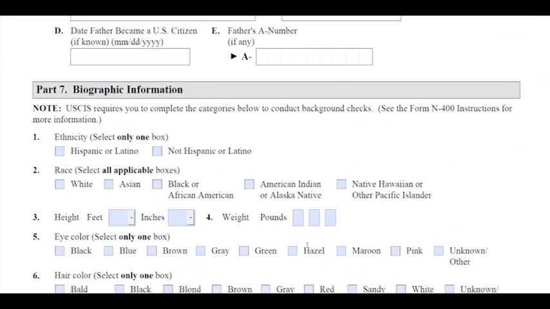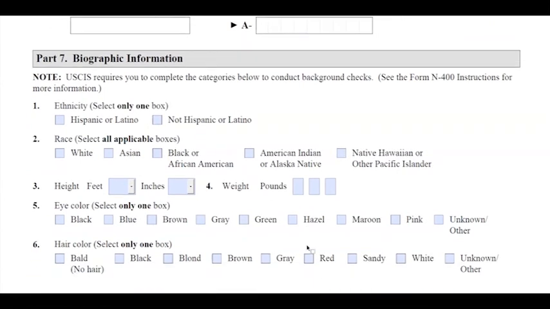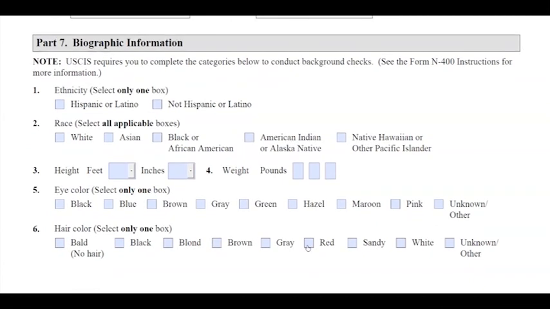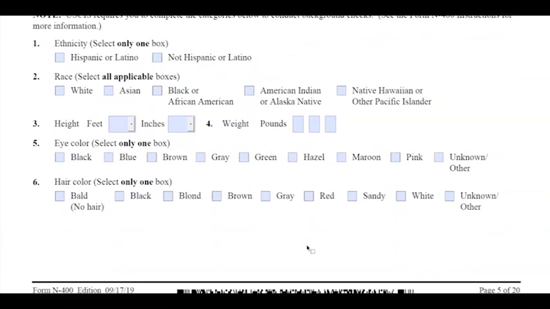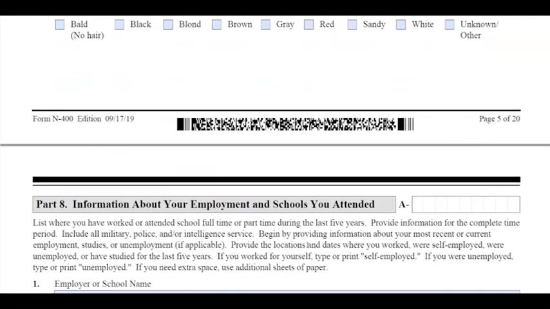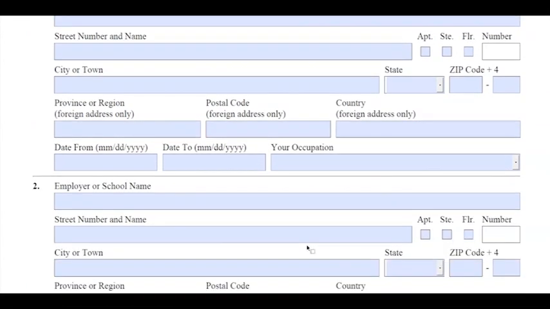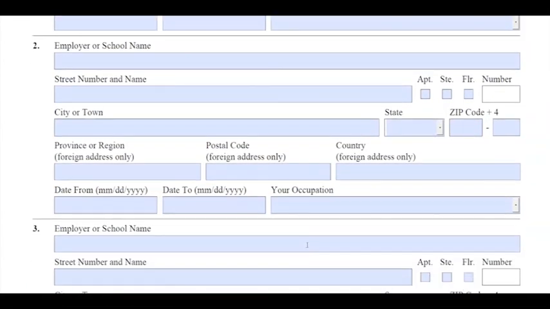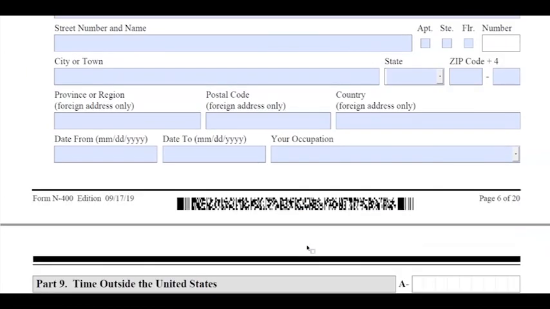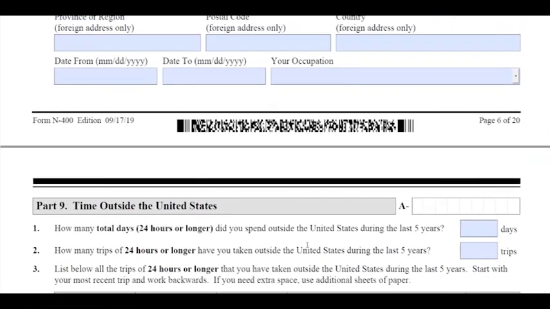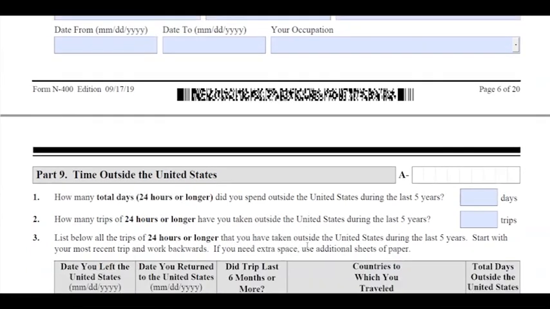Part number 7 is biographic information. Make sure that you fill out this part correctly. Make sure that you take your time. Do not be rushing through this application because you may make a mistake and obviously submit the incorrect information. So make sure that you take your time. This way you have all the correct information in the application.